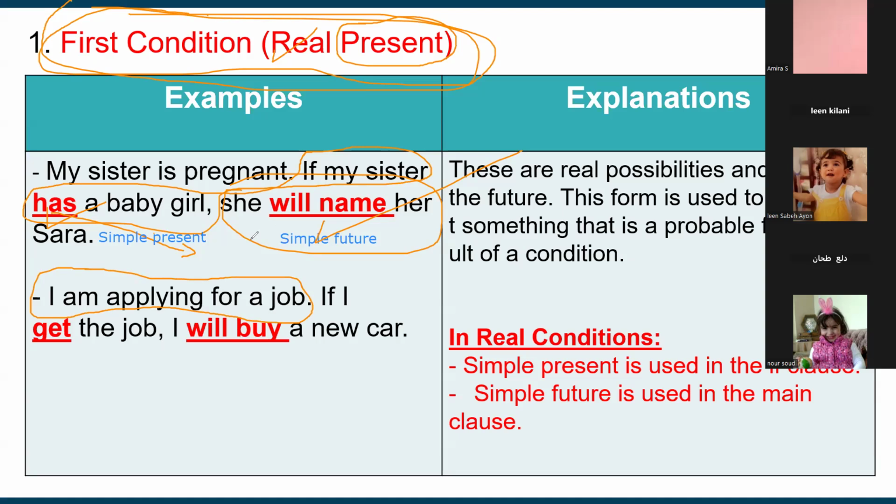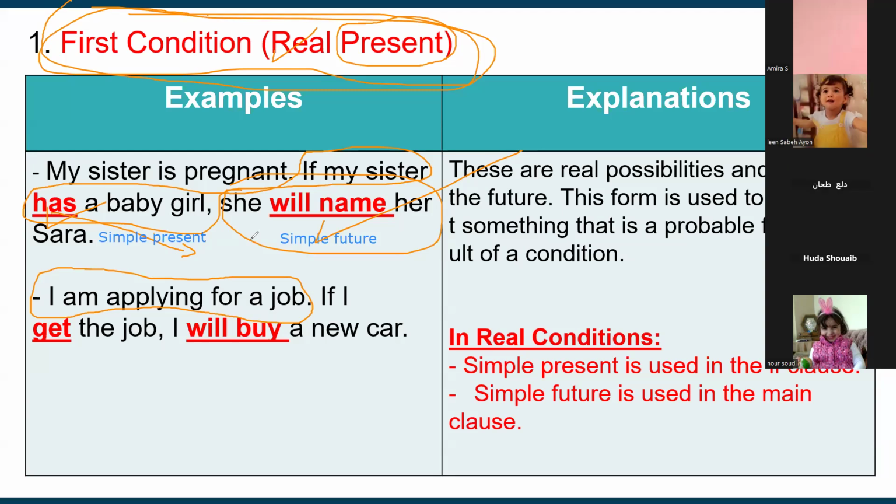Which condition shall I use? I can't hear you, Nour. You're talking but I can't hear you. Okay, Huda Shuaib, Huda, can you hear me? Go ahead, Huda. I can't hear you clearly. Raise your voice please. Okay Huda, are you better now?